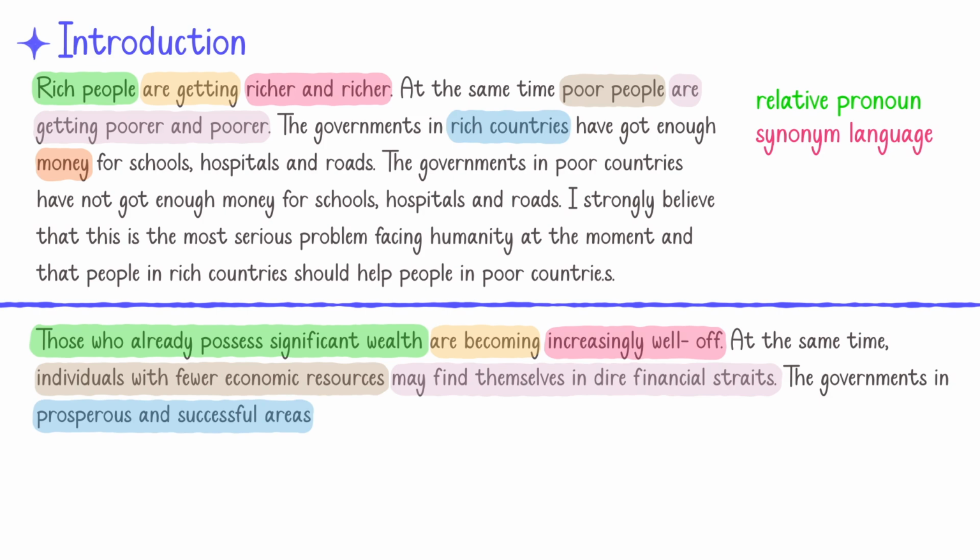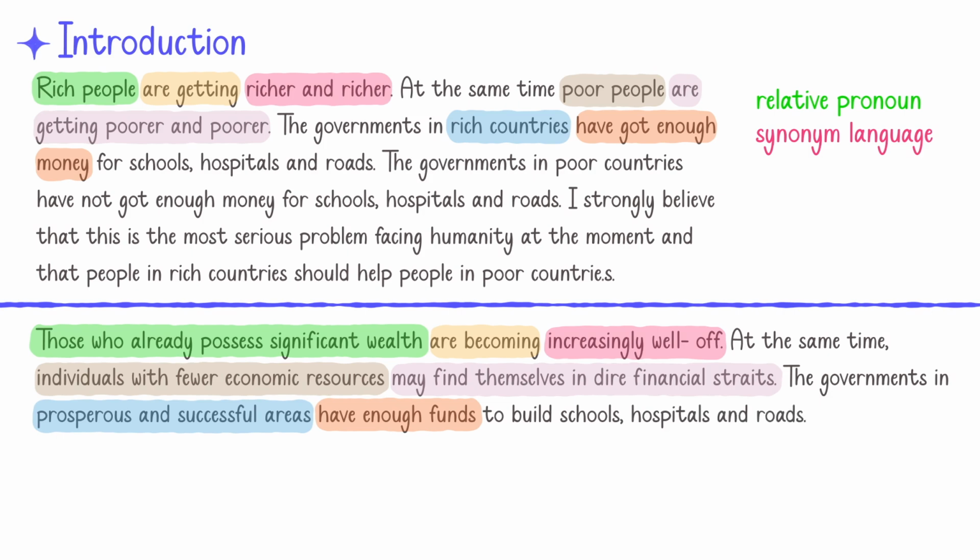So, prosperous is a word that we can use as a synonym for rich, prosperous and successful areas. So, instead of rich countries, we can write prosperous and successful areas. Have got enough money for schools, hospitals, and roads. So, instead of have got enough money, we can write have enough funds, right? Have enough funds to build schools, hospitals, and roads.